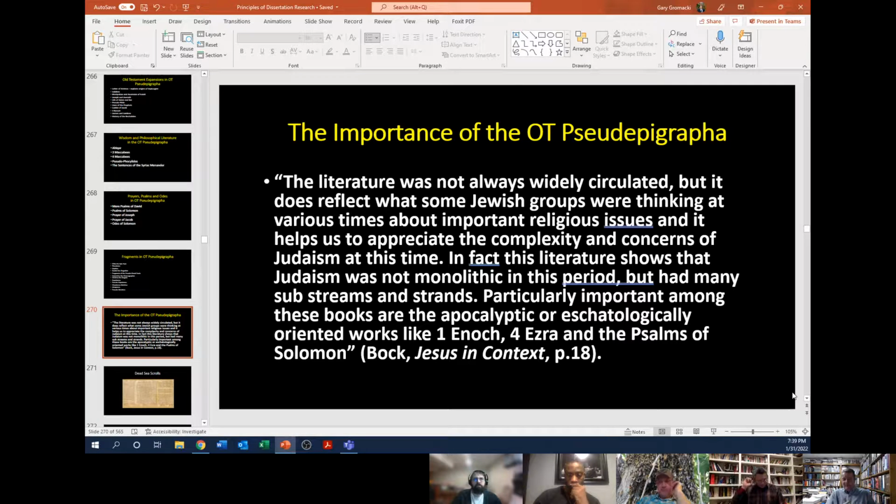We had Sadducees and Pharisees and Essenes, right? So you had different groups in the time of Jesus. But there were many substreams and strands, and particularly important among these books are the apocalyptic or eschatologically oriented works like 1st Enoch, 4 Ezra, and the Psalms of Solomon. Now, 1st Enoch, wasn't that the one that's quoted in Jude? Yep, that's right, at least so usually identified. Yeah, that would be a good book for you to read this week.